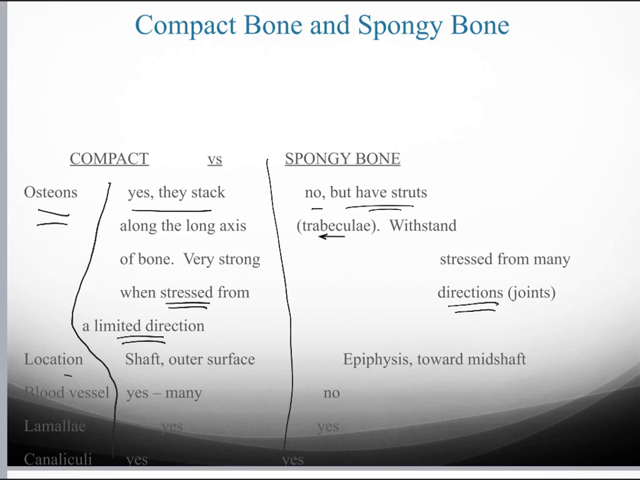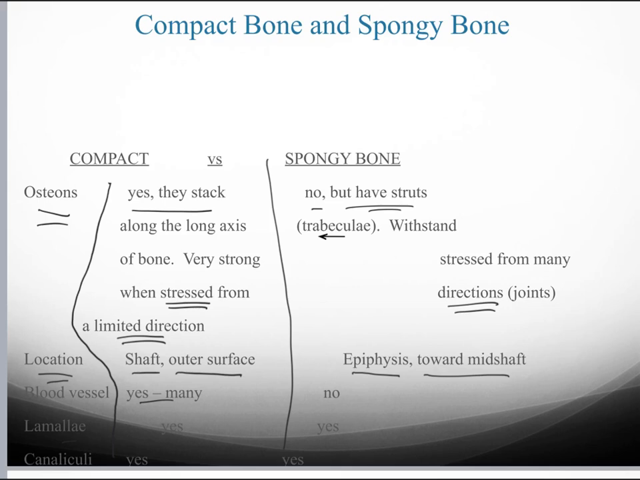Now, location. For compact, we found it in the shaft and the outer surface of bones. For our spongy bone, we find it at the epiphysis and then towards the midshaft. Blood vessels. Compact bone, yes, it has a lot of them. Spongy bone, no, they do not. Compact bone, lamellae. Yes, they have lamellae. Spongy bone, yes, has lamellae. Canaliculi. Compact bone, yes, has canaliculi. Spongy bone, yes, has canaliculi.